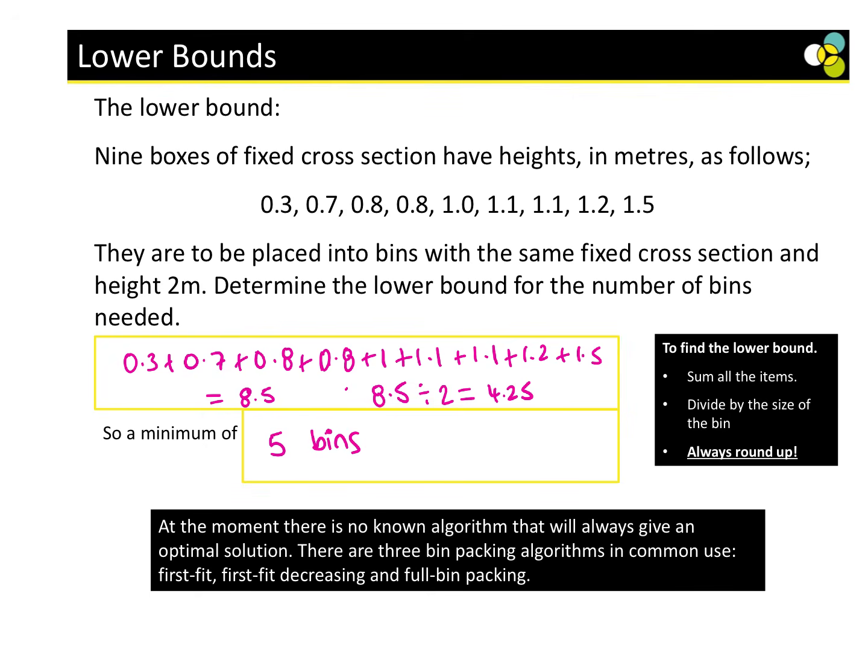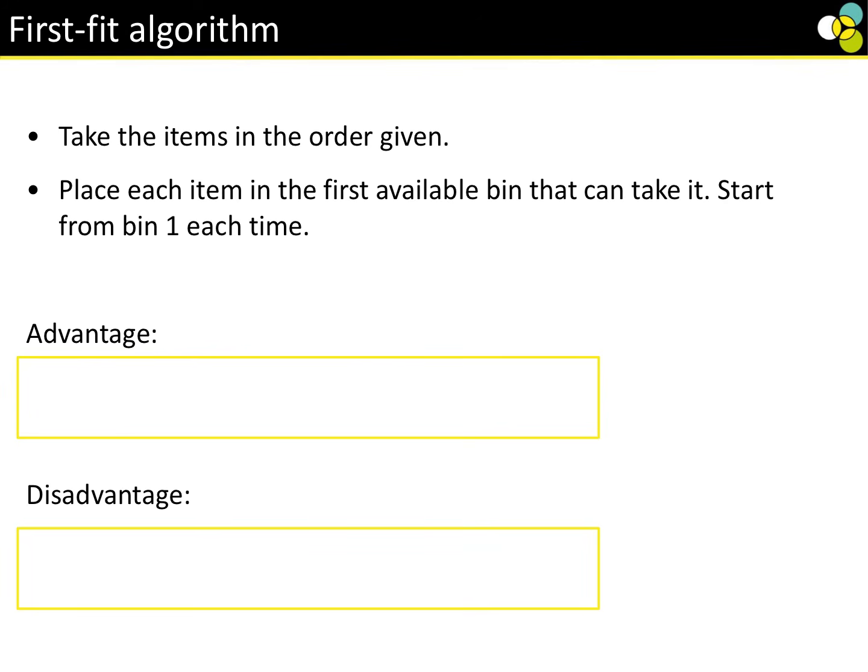Now, even though this is a lower bound, what we're going to do is look at 3 different types of bin packing algorithms, and then we're going to be able to decide which one is the best one. Our first algorithm is called the first fit algorithm.